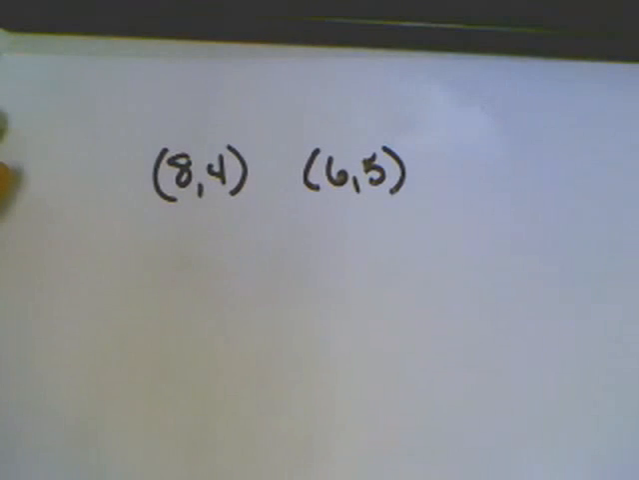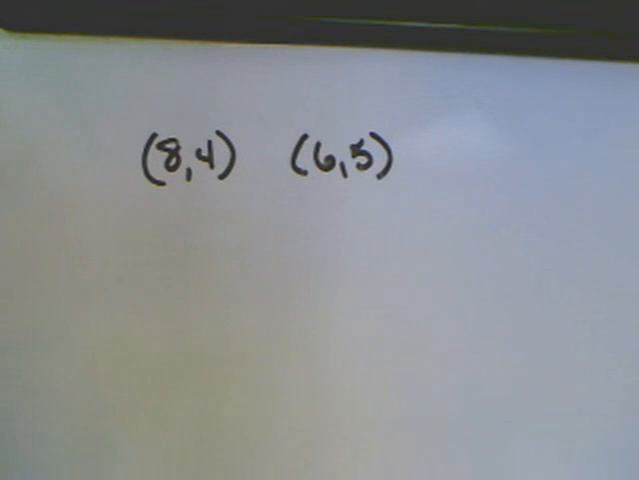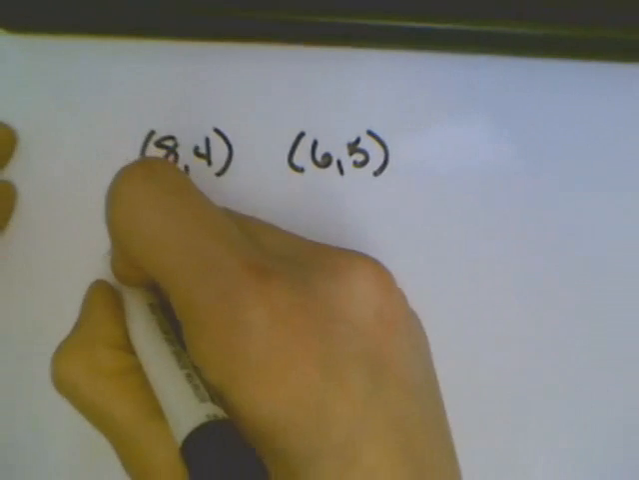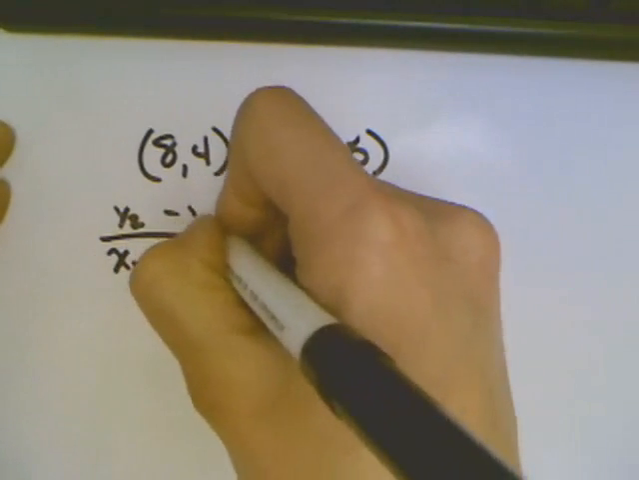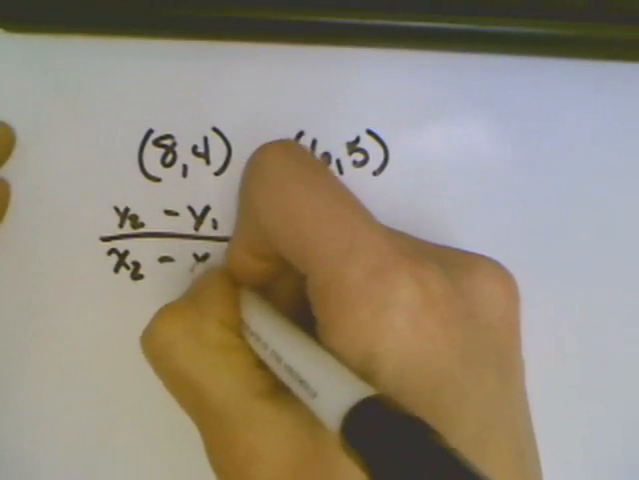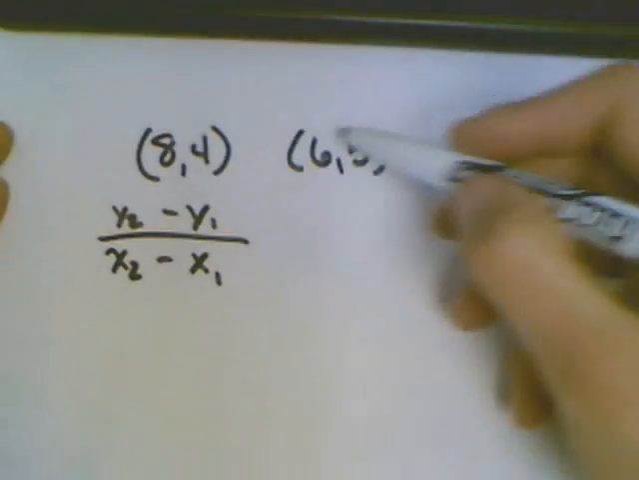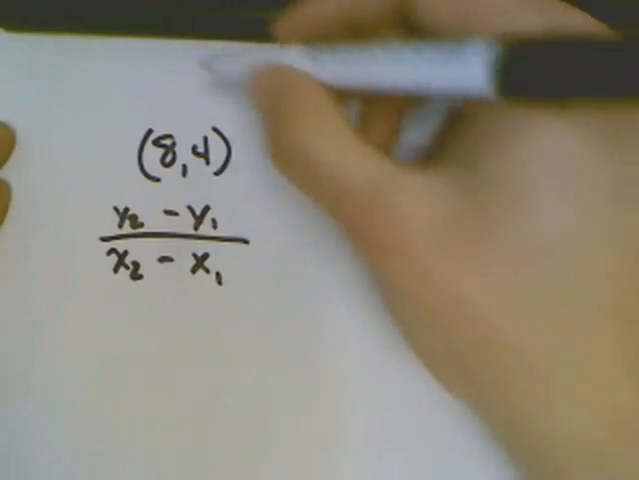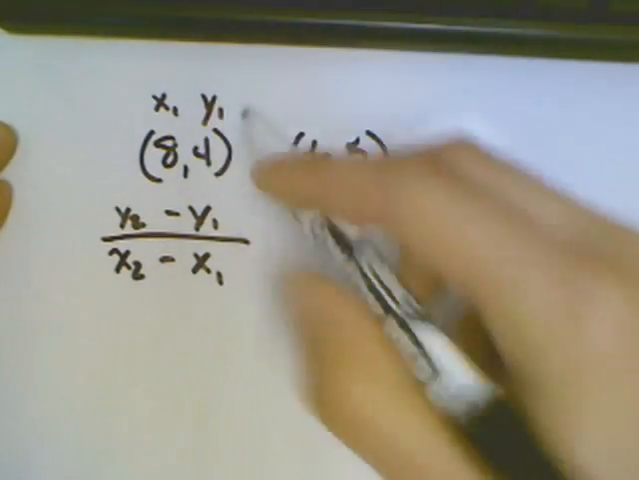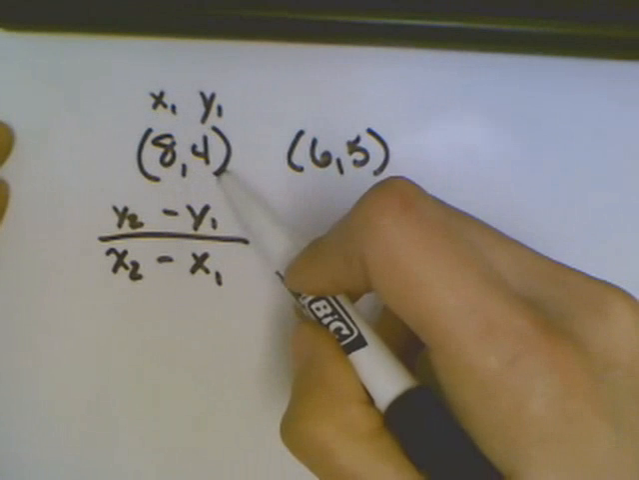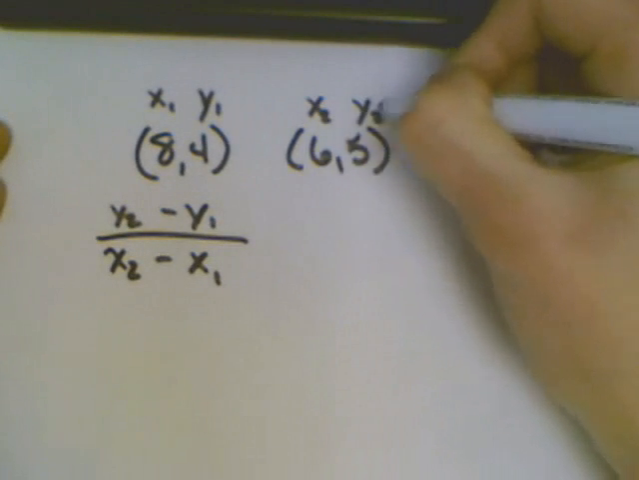This is the second method you could use to find the slope between 2 points. It doesn't involve graphing, but it involves kind of a weird looking formula. And this formula is y2 minus y1 over x2 minus x1. Now you ask yourself, what's y2 and y1? Well, these are the y coordinates of these points up here. If I consider this my first point, this is x1 and this is y1. This is going to be x2, y2.